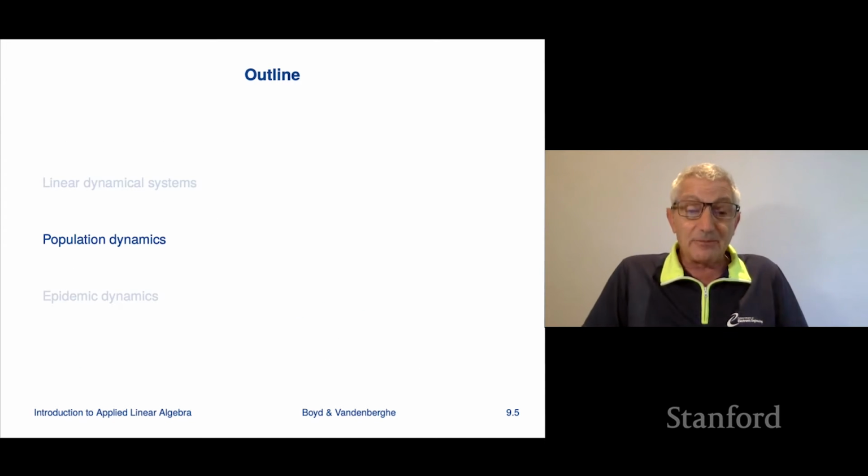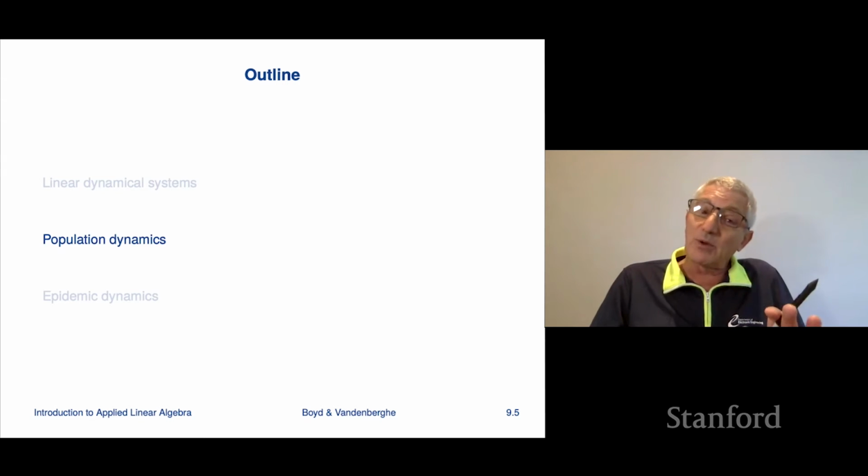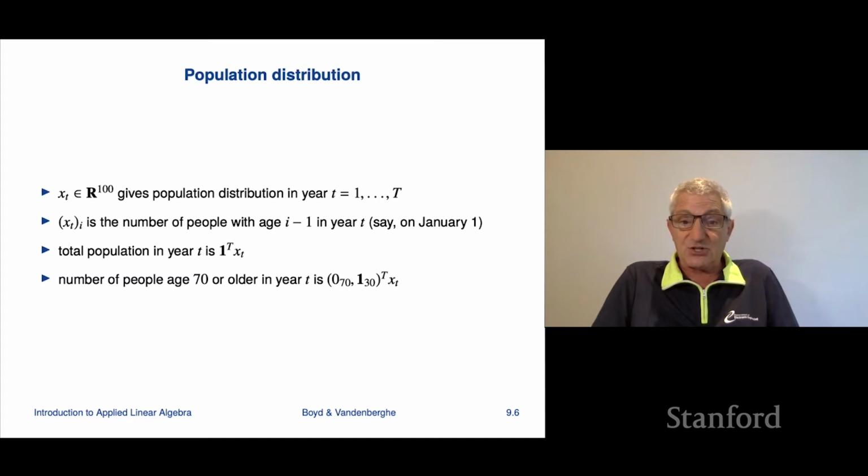So what we're going to do now is look at 2 examples in a little bit of detail. Now, obviously, they're going to be simplified, but they should give you a pretty good idea of how and where these linear dynamical systems come up. And the first one is population dynamics. And by the way, once you've seen these models, there's lots of variations on them, and you'll be able to get all of it. Let's just jump right in.